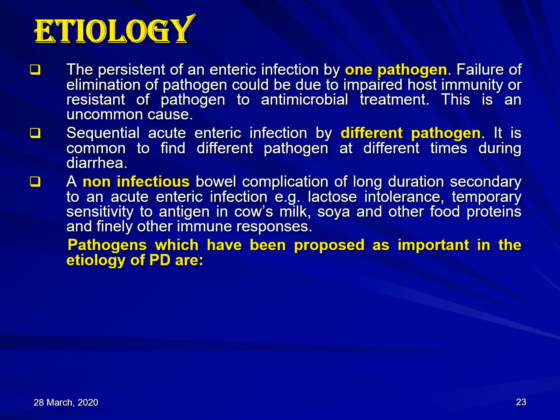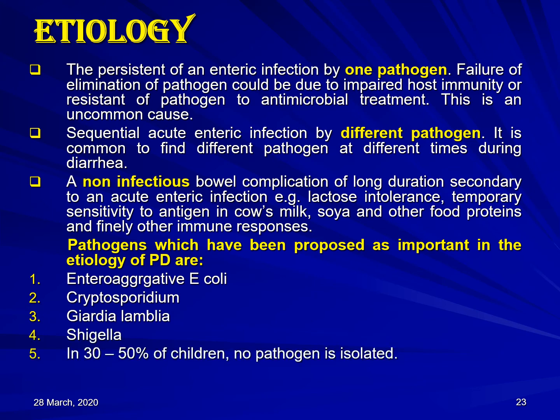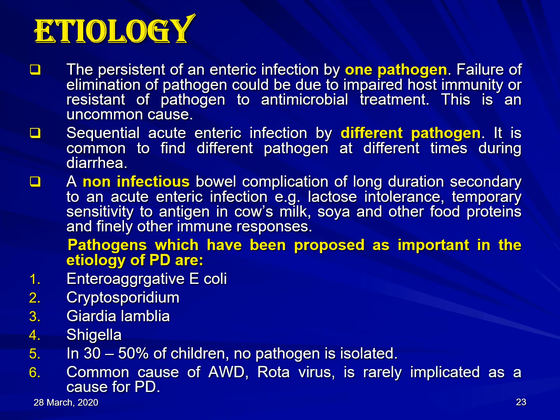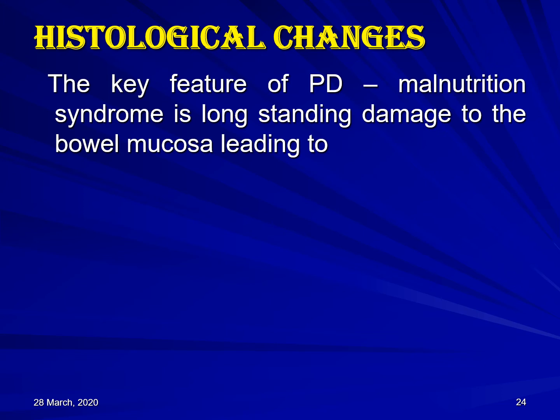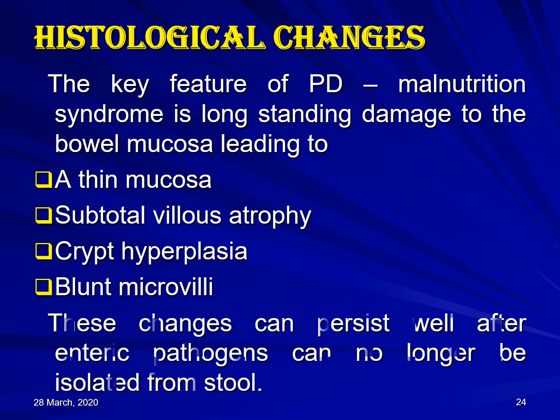The pathogens which have been proposed as an important cause for persistent diarrhea are enteroaggregative E. coli, Cryptosporidium, Giardia lamblia, and Shigella, and in 30 to 50% no pathogen is isolated. The common cause of acute diarrhea, which is rotavirus, is rarely implicated as a cause for persistent diarrhea. Histologically, we find thin mucosa, subtotal villous atrophy, crypt hyperplasia, and blunt microvilli. These changes can persist well after enteric pathogens can no longer be isolated from the stool.